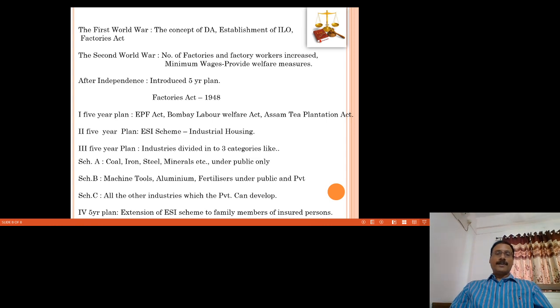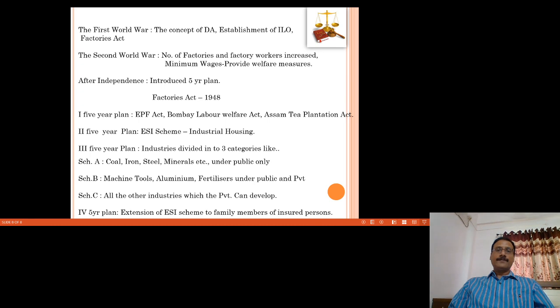In the second 5-year plan, the ESI scheme was introduced, that is the Employee State Insurance Scheme. It is nothing but providing an insurance scheme to the workers in the organization. In case of any ill health, the insurance will protect them. And industrial housing was also introduced, nothing but giving housing to the workers nearby the factories.